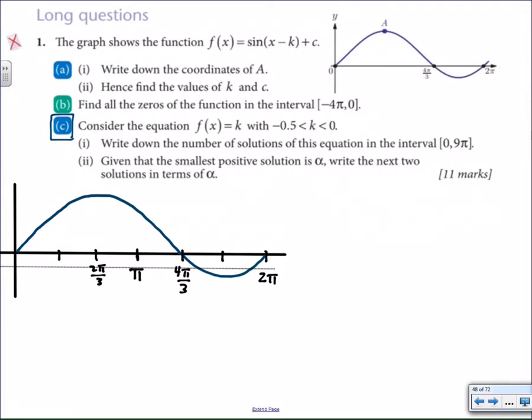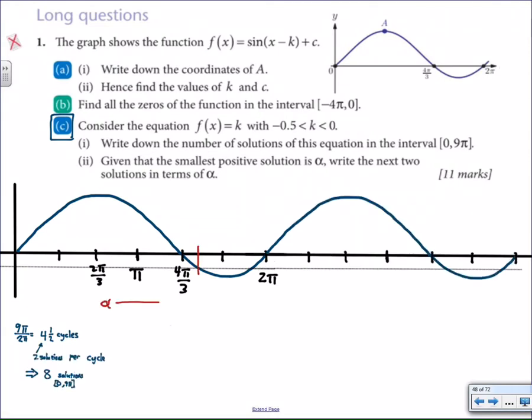I could draw it out, but again, the video is getting a little long, so I just wanted to tell you that all you have to do is extend this pattern out until you get to 9 pi and count the number of intersections, and it will turn out to be 2 solutions per cycle, 8 solutions altogether, and you can see that if you expanded the graph.